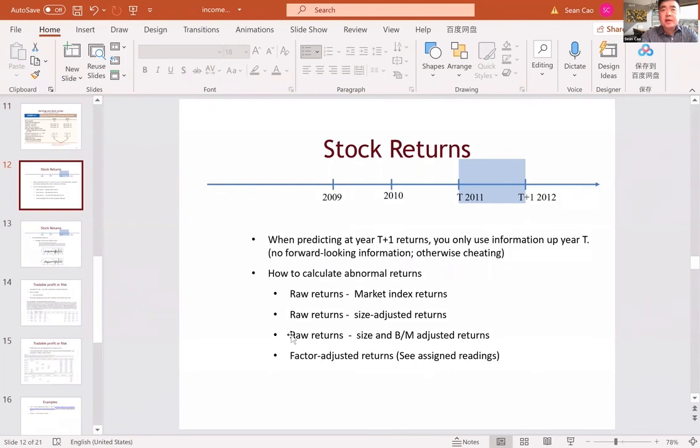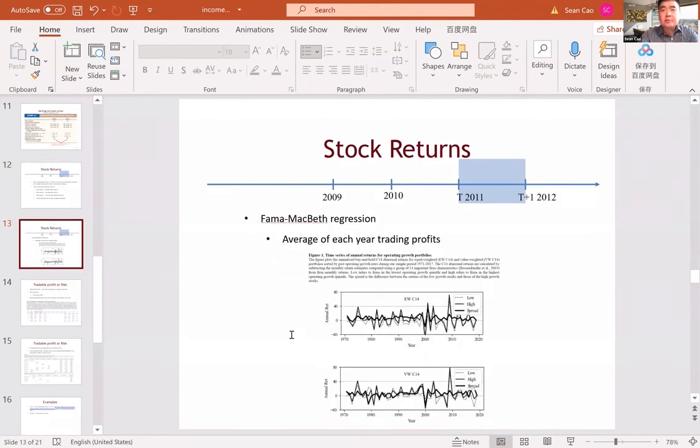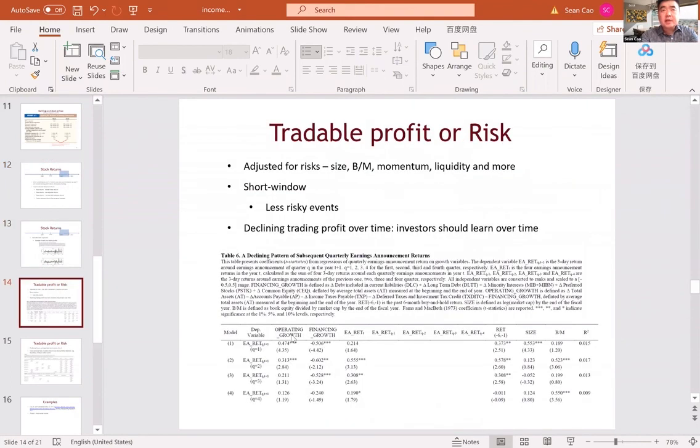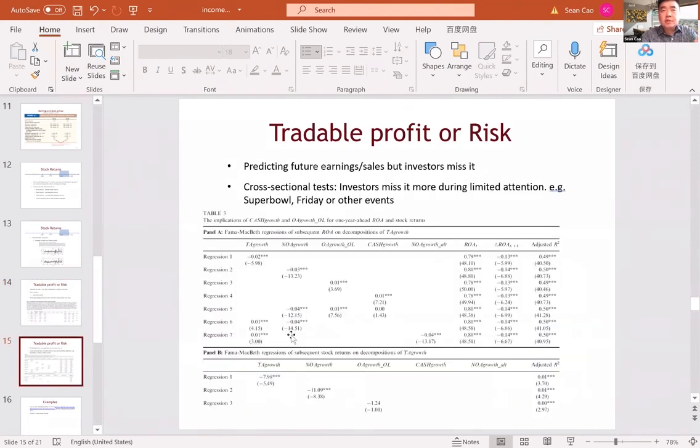So to summarize, you don't use forward-looking information. You need to calculate abnormal return. You need to run Fama-MacBeth, and there are different ways to adjust for risk, and different ways to make sure the profit is from skill, not risk, by using a short window, a declining pattern, and by making sure the signal you use to predict future sales is one other people don't get. And also in a scenario where other people are going for the Super Bowl game, you get stronger results. All of these support that your profit is tradable, not from risk. So these are the things you need to keep in mind when you read all this material.